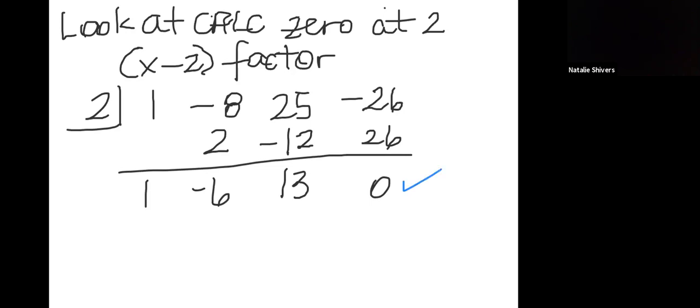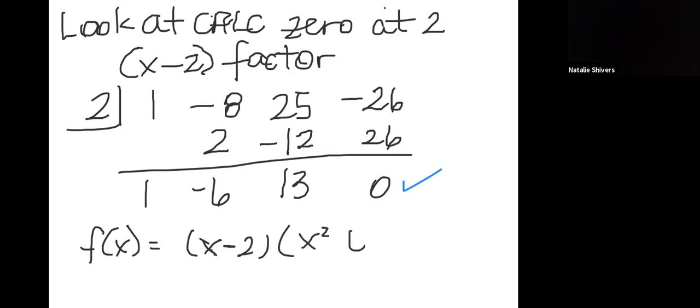Okay, so right now we have the function f of x equals x minus 2 and the other factor is x squared minus 6x plus 13. Well, we need to factor this x squared minus 6x plus 13, but it doesn't factor nicely. And there weren't any other zeros on our graph because they're imaginary. So we're going to have to factor it either by completing the square or the quadratic formula. So let's do completing the square.